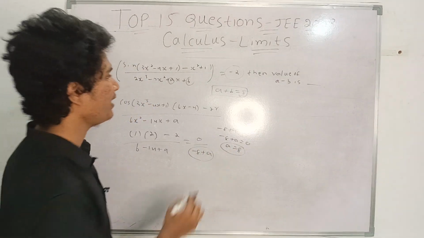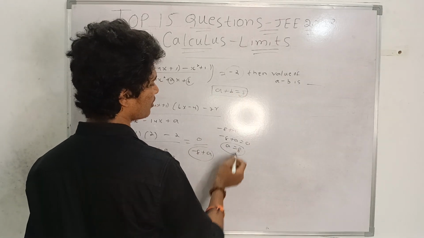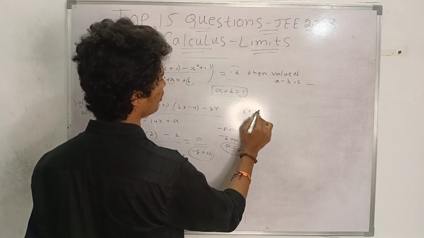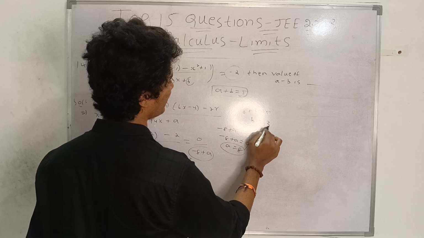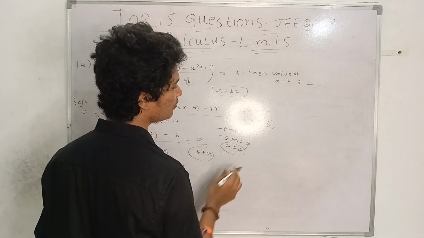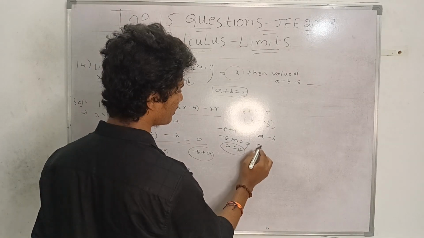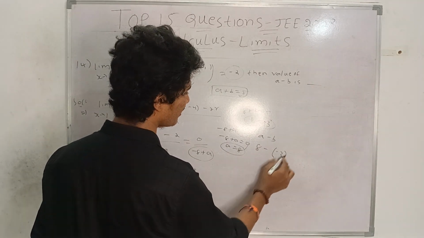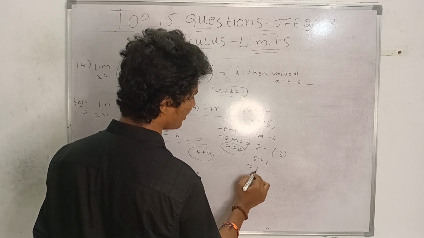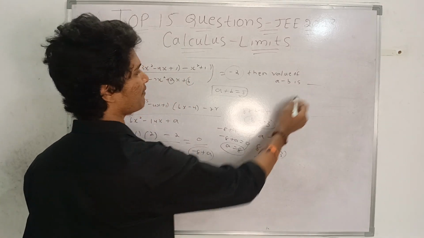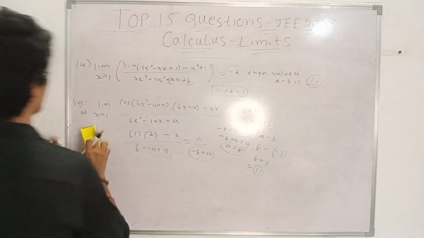And when a equal to 8, what is the value of b? It is 8 plus b equal to 5, so b equal to minus 3. Now they are asking a minus b. What is the value of a? 8. What is the value of b? b is minus 3. 8 plus 3, that is 11. So the answer is 11 here. Like this you have to solve.